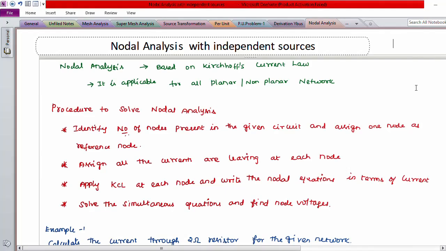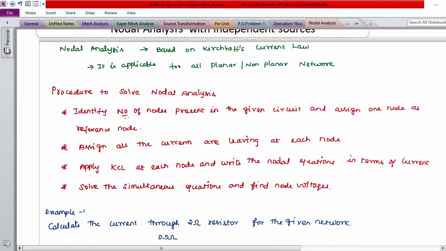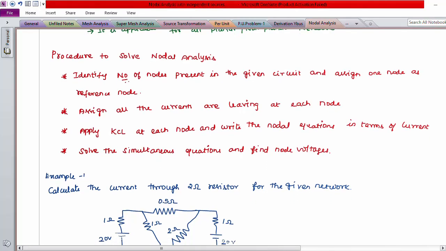Welcome to the lecture. Today we are going to see nodal analysis with independent sources. When we want to determine the voltages in a particular circuit, we can go for nodal analysis. Here we can apply Kirchhoff's current law to write the node equations. It is applicable for all planar and non-planar networks. First, we will see the procedure to solve nodal analysis.